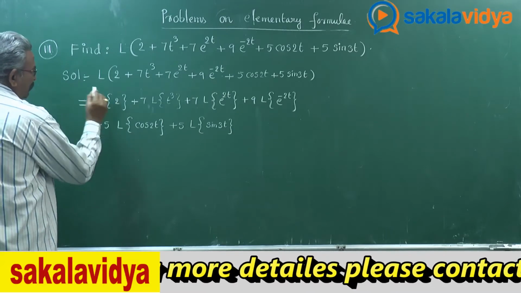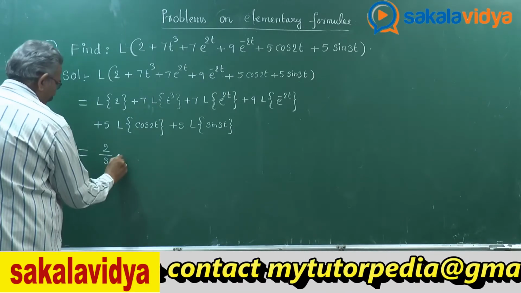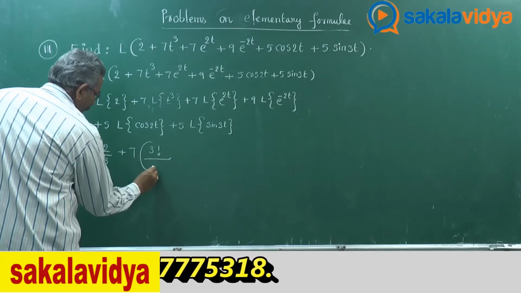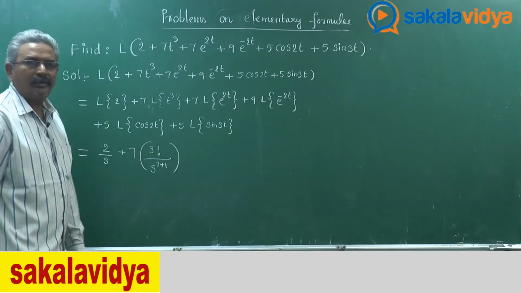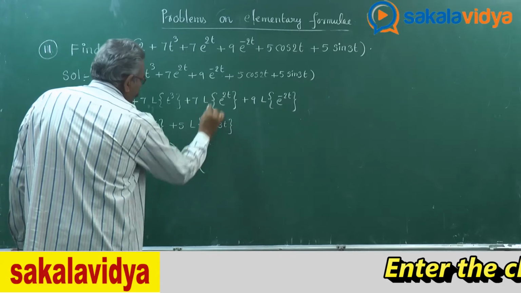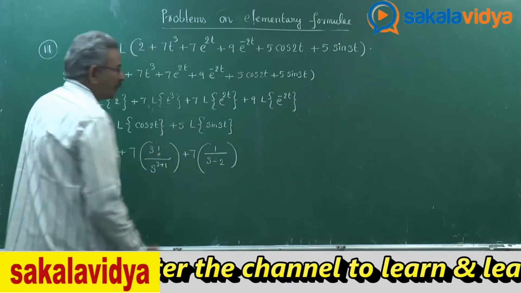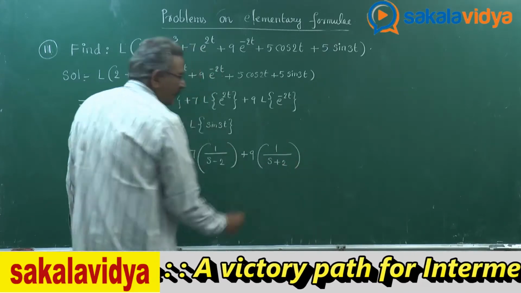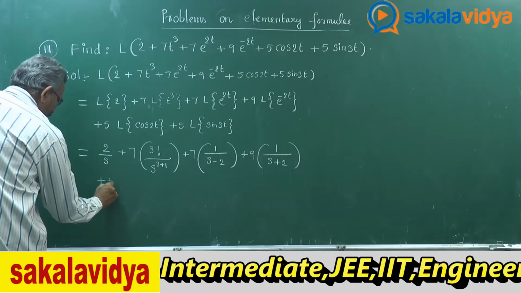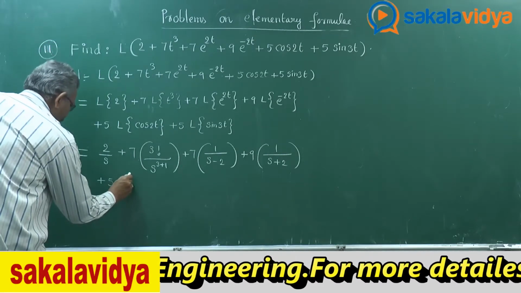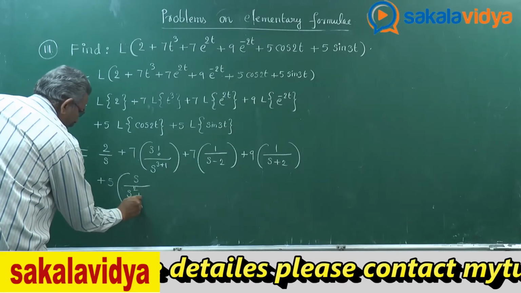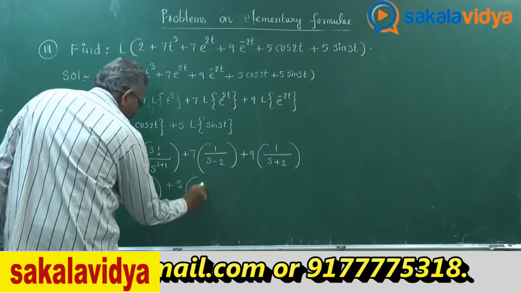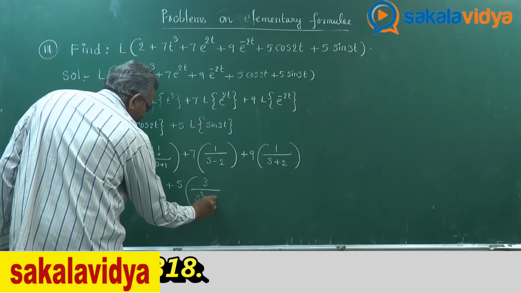So this equals the Laplace transform of 2 is 2 by s, plus 7 times the Laplace transform of t cube, which is 3 factorial by s to the power of 3 plus 1, plus 7 times 1 by s minus 2, plus 9 times 1 by s plus 2, and plus 5 times the Laplace transform of cos 2t, which is s by s square plus 2 square, plus 5 times the Laplace transform of sin 3t, which is 3 divided by s square plus 3 square.